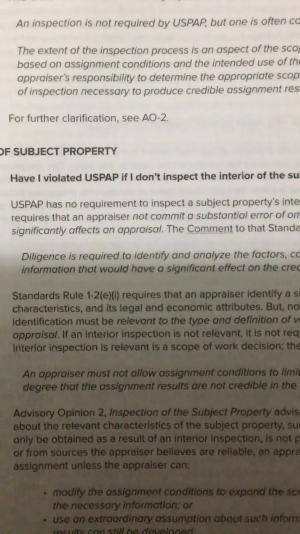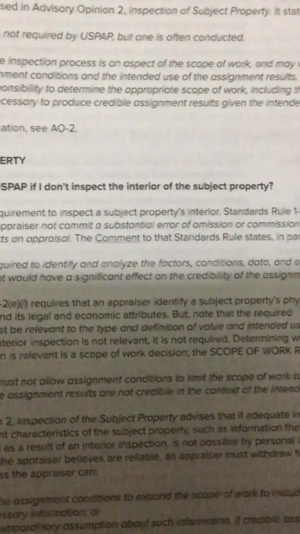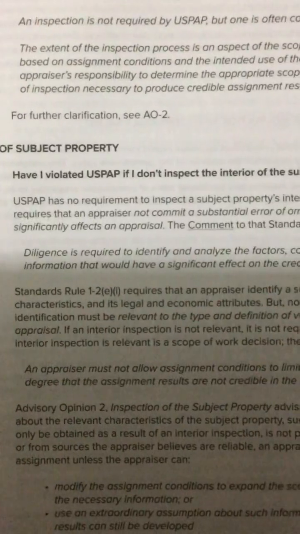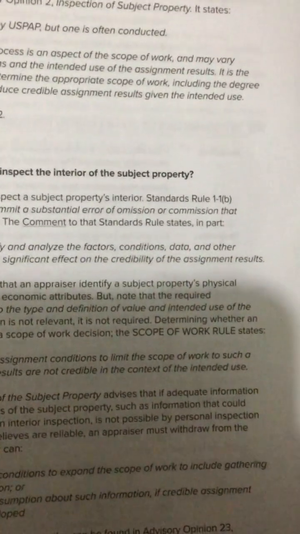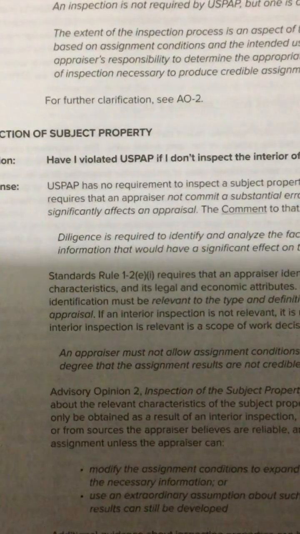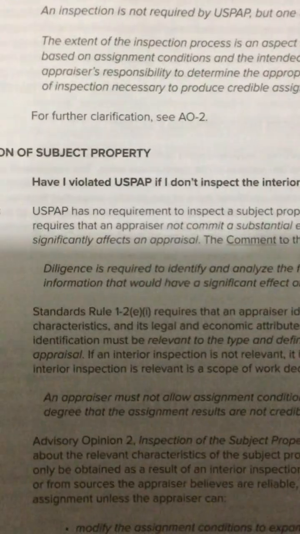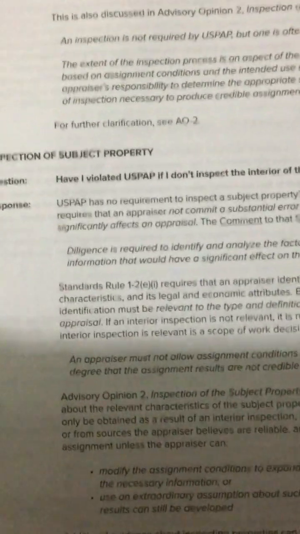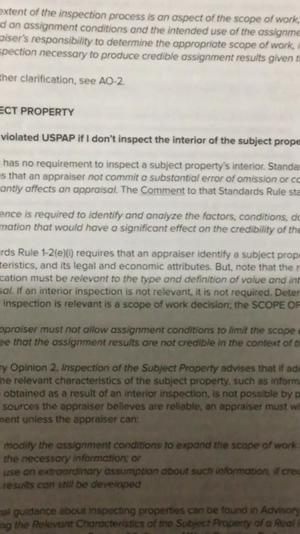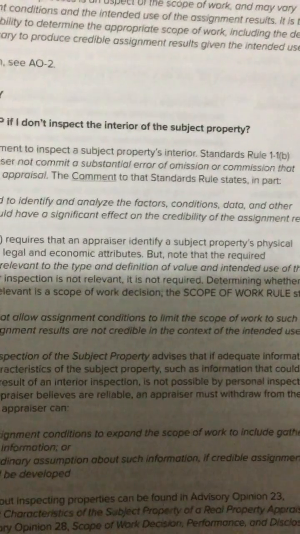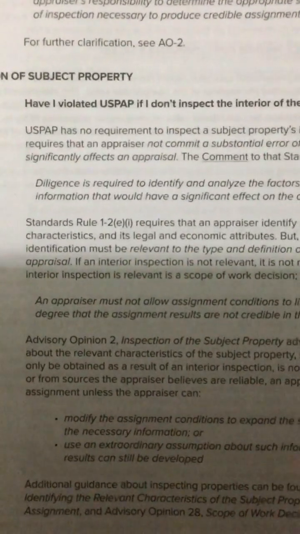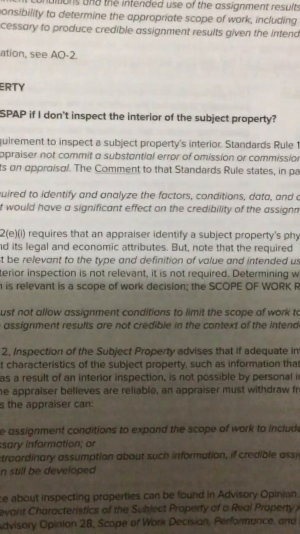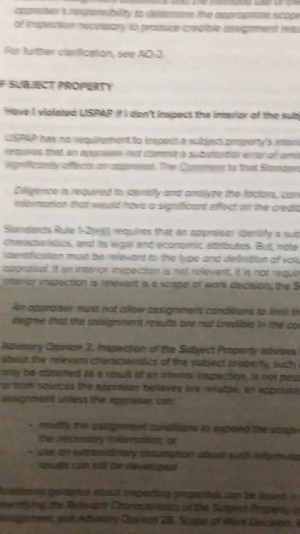diligence is required to identify and analyze the factors, conditions, data, and any other information that would have a significant effect on the credibility of the assignment results. Standards Rule 1-2E, Roman numeral 1, requires that an appraiser identify a subject property's physical characteristics and its legal and economic attributes. But note that the required identification must be relevant to the type and definition of value and intended use of the appraisal.